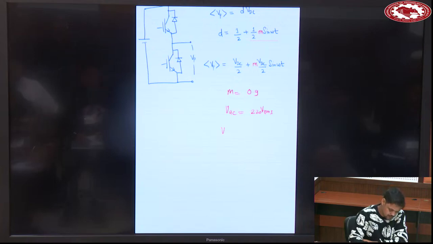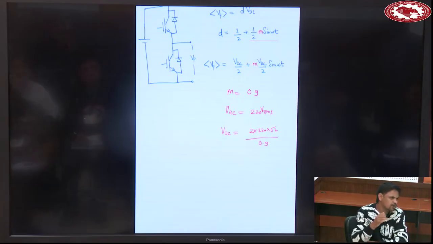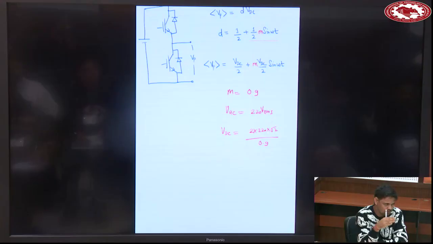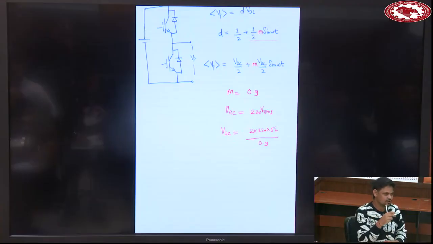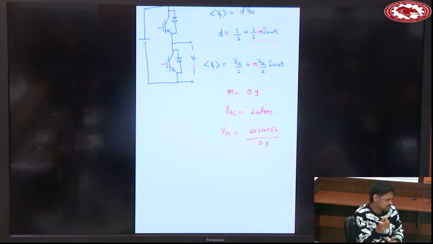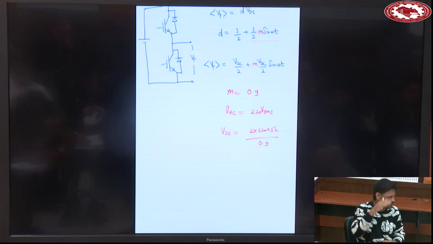So VDC will be 2 times 220 into root 2 upon M into 0.9. So at modulation index 1 you will have a requirement of minimum VDC. If you go down and limit your modulation index to 0.9, 0.8, it has some cost, the cost in the sense of DC link voltage. You will need a higher DC link voltage.